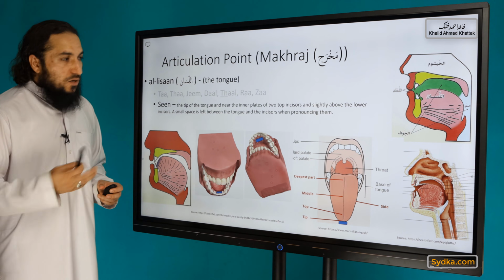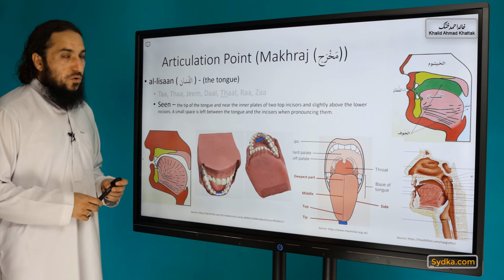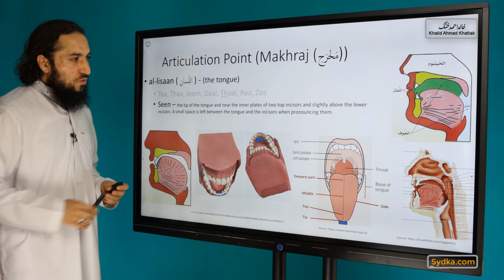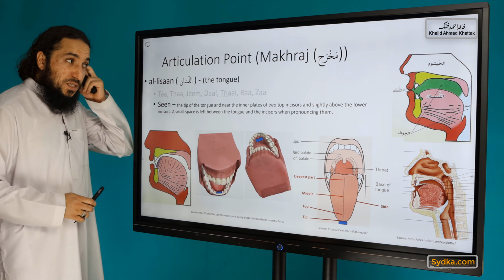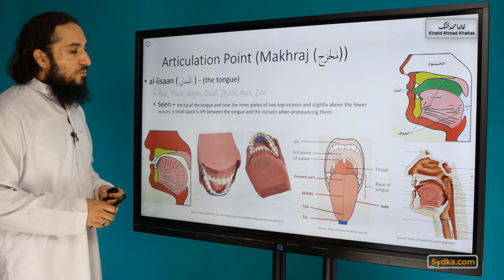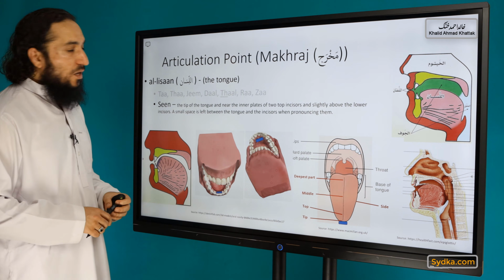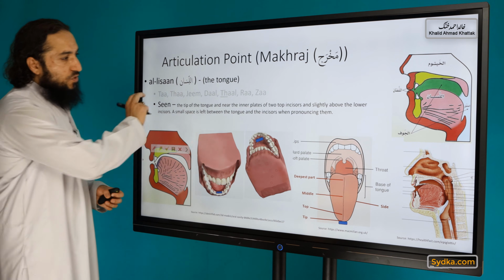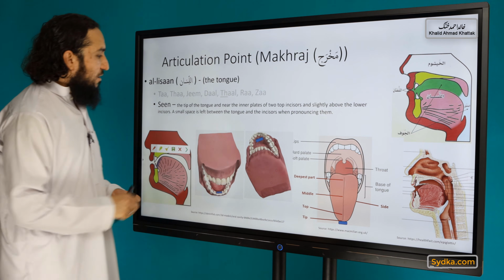It is one of the tongue letters. Al-lisan is the makhraj for it, the articulation point, and its articulation point is similar to that of Za, but the sifat is different, so that will make a different sound. I'll just read that through and then explain it practically.